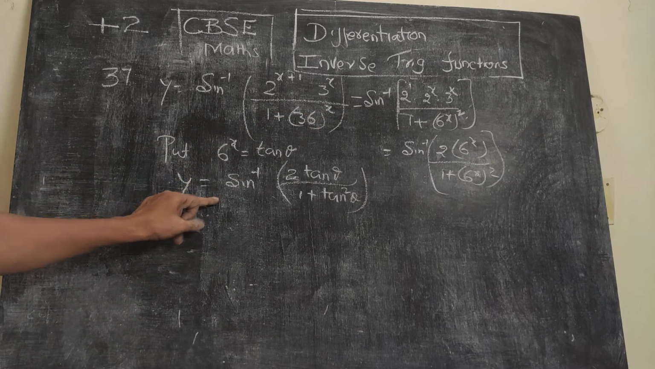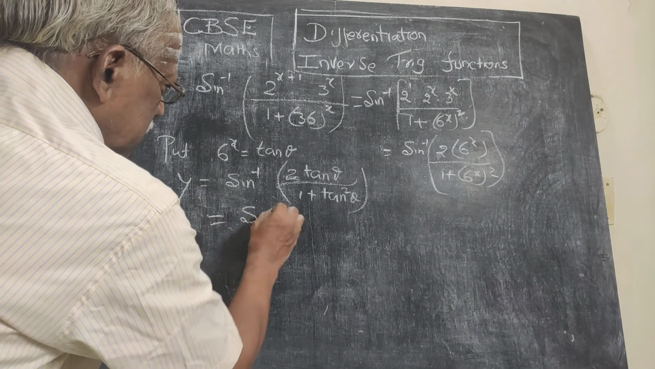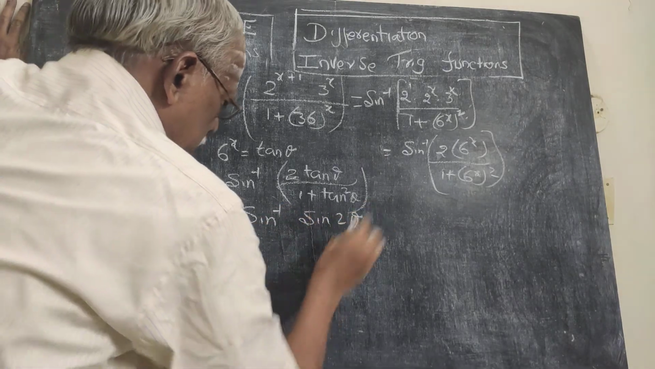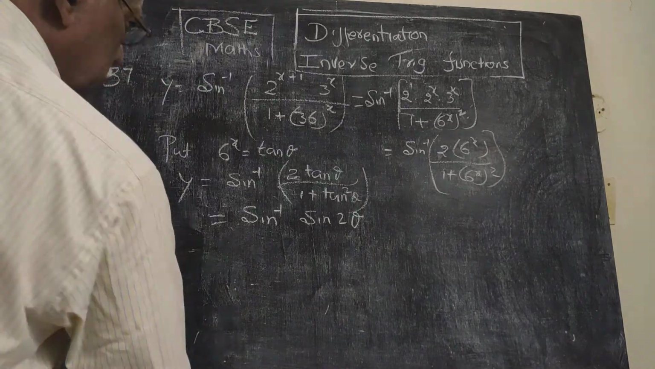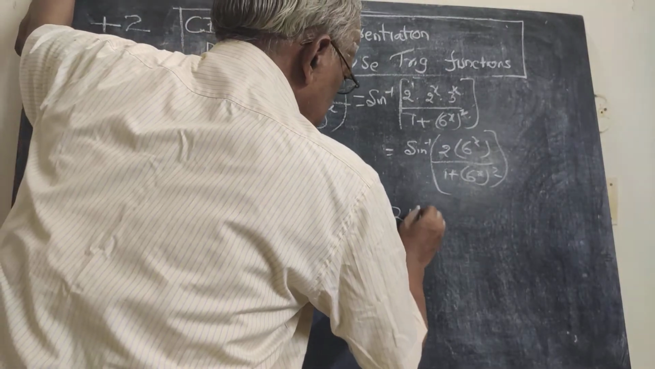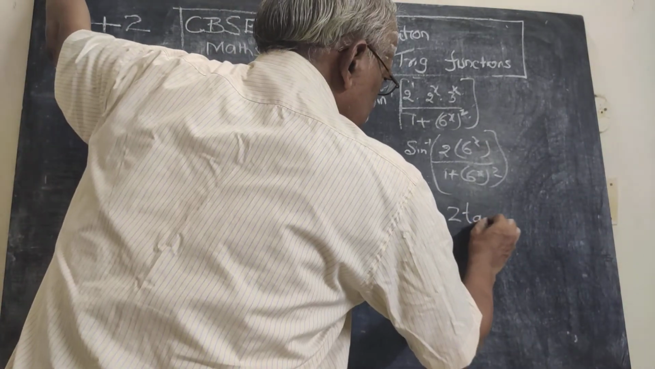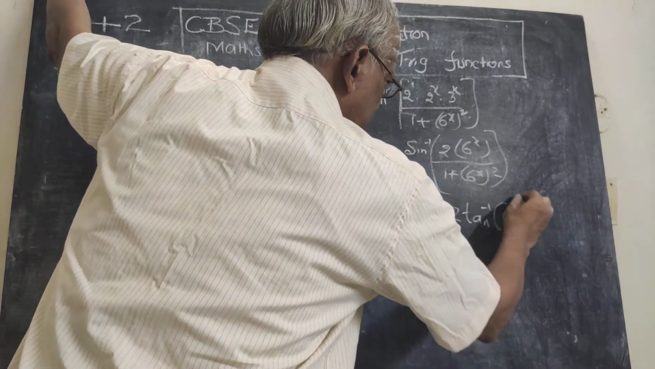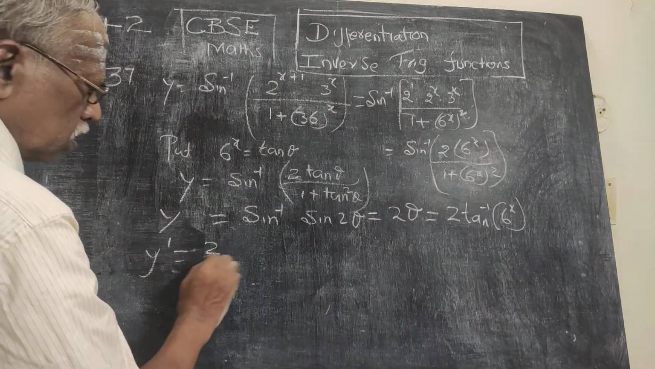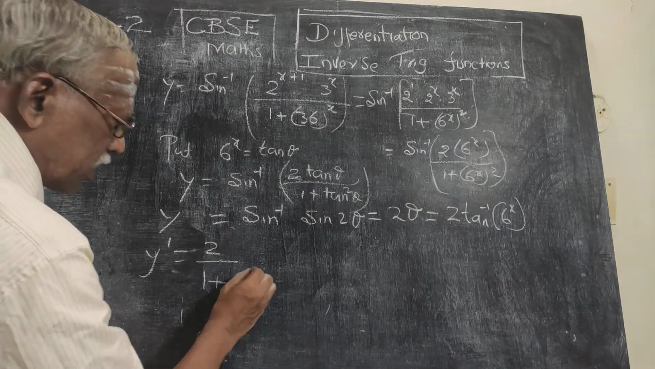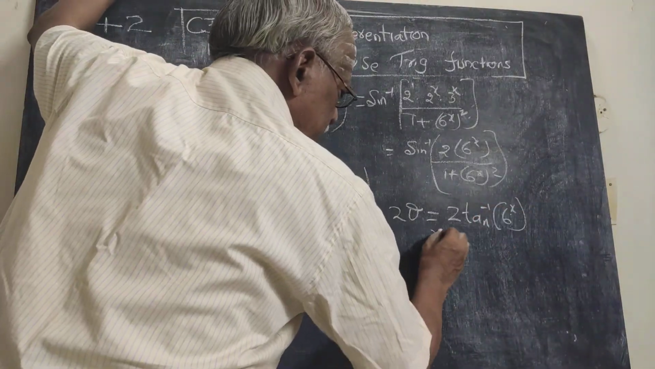The result is that y equals sin inverse of 2 tan theta by 1 plus tan square theta, that is sin inverse of sin 2 theta. Sin inverse of sin 2 theta becomes 2 theta, and that becomes 2 times tan inverse of 6 power x. This is y. Then what is y dash? 2 times the derivative of tan inverse x, which is 1 by 1 plus x square, and then we have to differentiate that 6 power x.